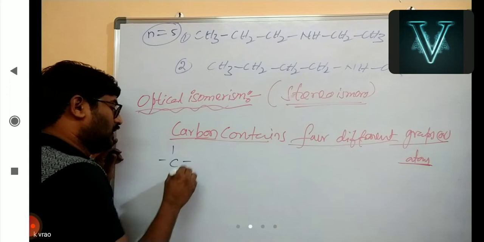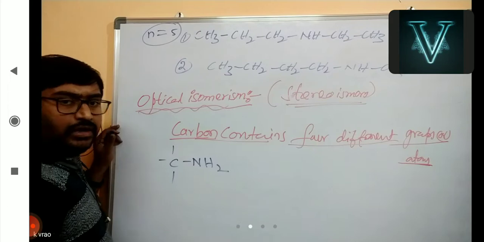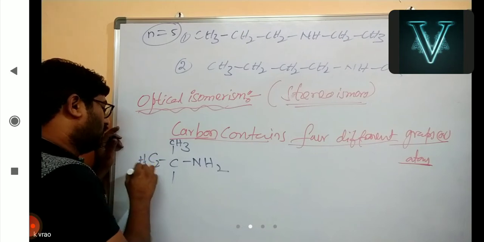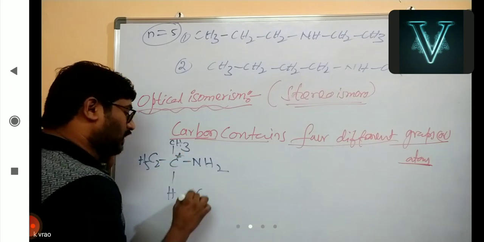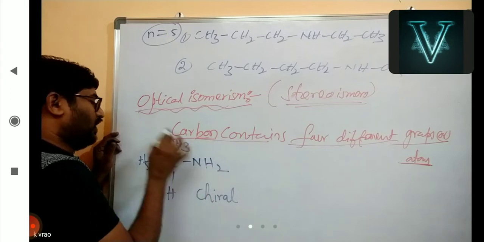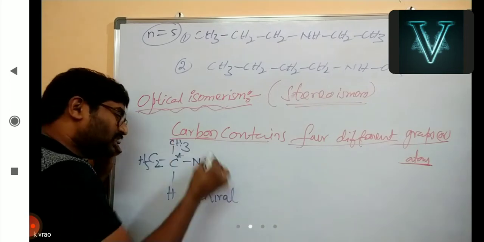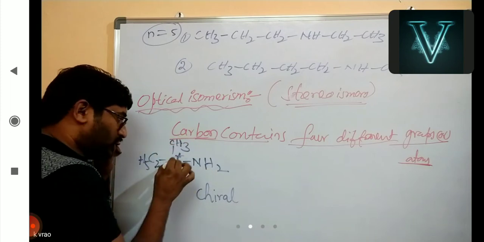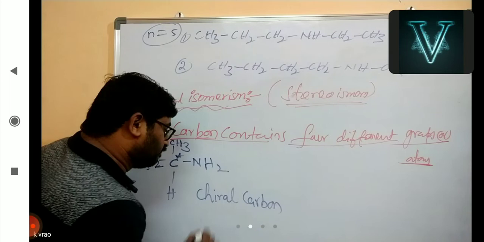See here, the carbon contains four different groups. Among the four different groups, I take NH2 because we are discussing nitrogen compounds. NH2, and let us take a methyl group, an ethyl group, and hydrogen. So this is the atom, these three are the groups. Now this carbon is called the chiral carbon. The valencies of the carbon are NH2, CH3, C2H5 and hydrogen. The valency of carbon is 4. This carbon is called the chiral carbon, otherwise a chiral center.